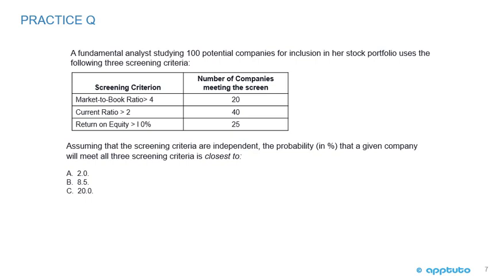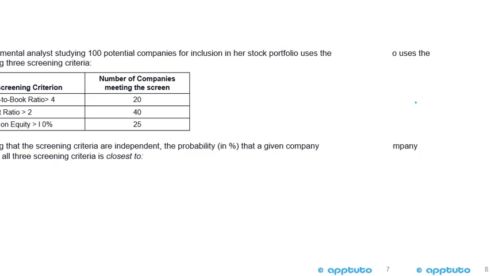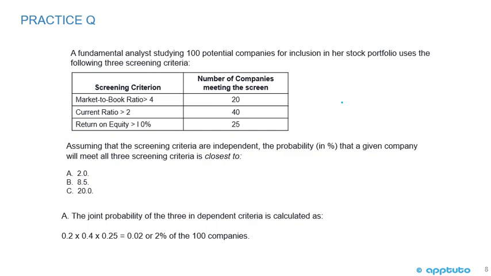And return on equity over 10% is the last screening criterion, and 25 companies out of the 100 meet that screen. So assuming that the screening criteria are independent, the probability in percentage terms that a given company will meet all 3 screening criteria is closest to A, 2%, B, 8.5%, or C, 20%. Okay, this question is quite easy.